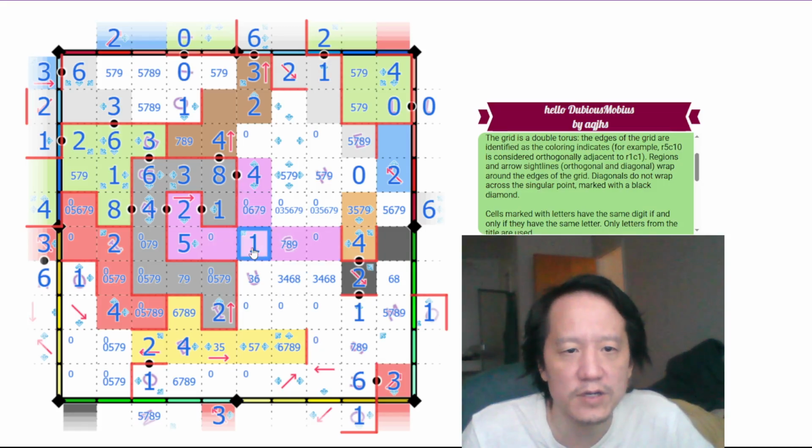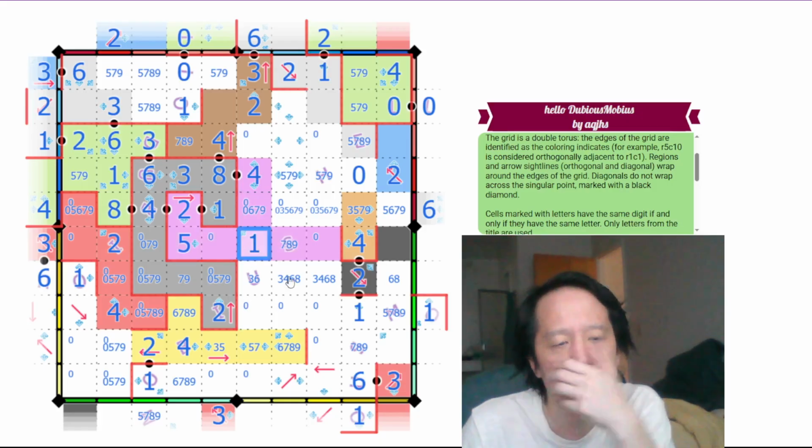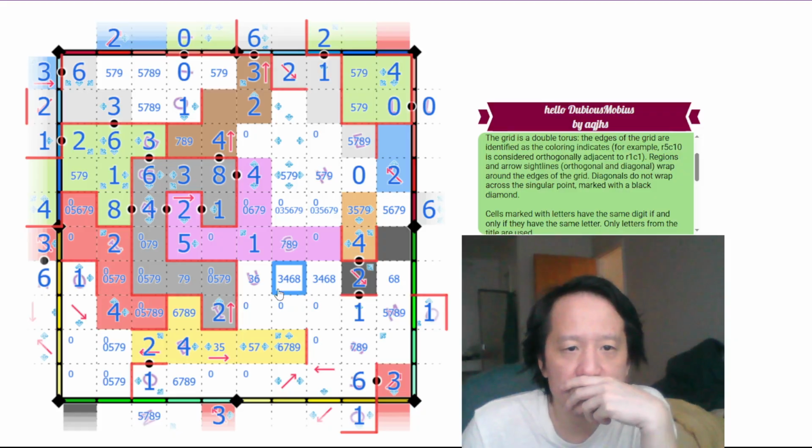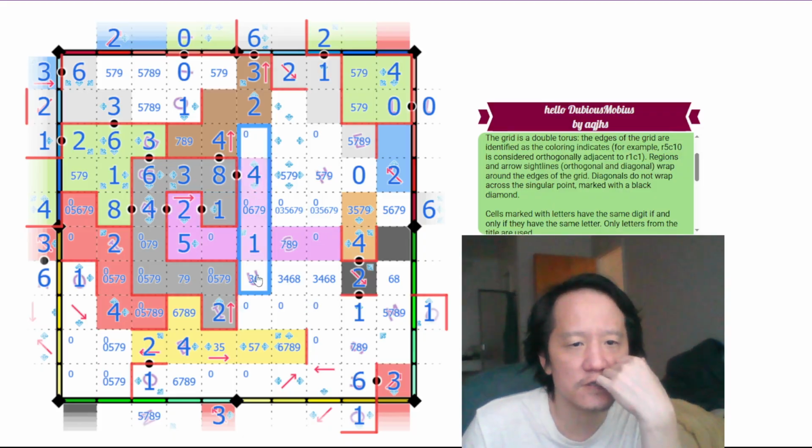This 5 is pink, so this 5 is there. This can't be 5. This sees itself, so that's 2. And that's perfect. So this could be 4 this way or 4 this way. We're not sure.